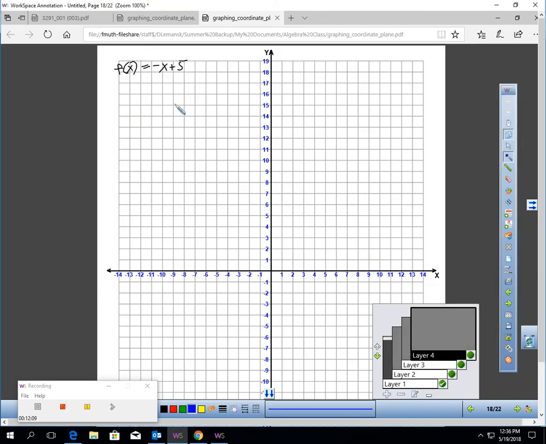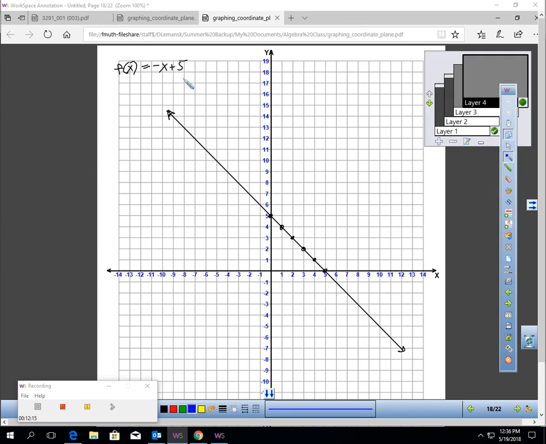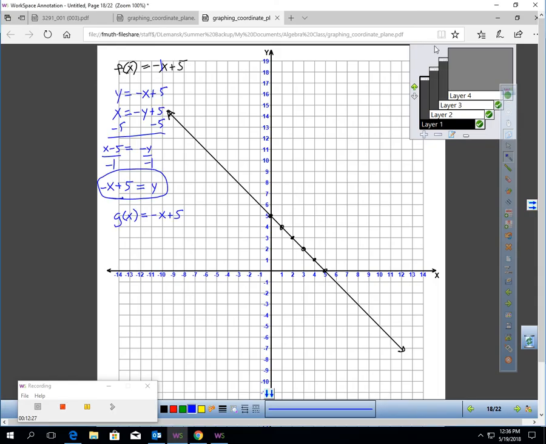And then here's the next problem that we did. F of x equals negative x plus 5. So I'm going to graph that. My y-intercept's 5, that's here, and my slope is negative 1. That means go down 1 over 1, and I'm doing that. Okay? Let's get the inverse function now.